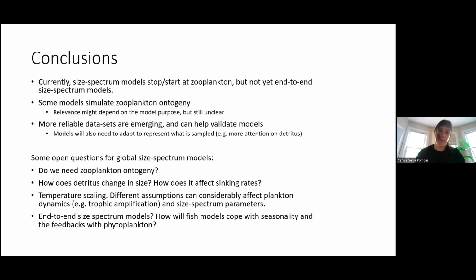More reliable data sets are emerging and can help validate our models. But models also need to adapt to what we can sample in the field. I mean, that's clear. We cannot expect just the fieldwork people to sample what we want. And so we should adapt our models to be compared to what is sampled.